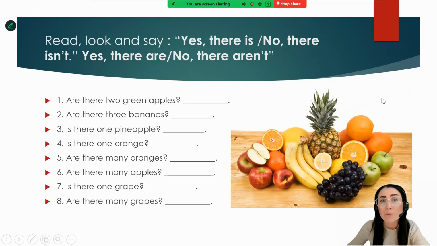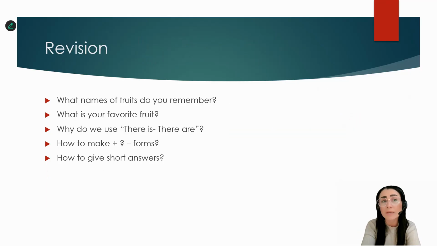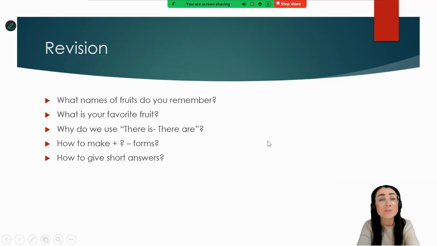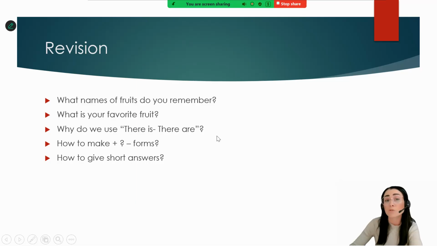Wonderful! I'm so glad you have learned this topic. You did a great job today. In today's lesson, we have learned some names of fruits and vegetables. And now you might say, what's your favorite fruit? What is your favorite fruit? Did we have a picture of that fruit in this lesson? We also learned why we use there is and there are. Do you remember why?